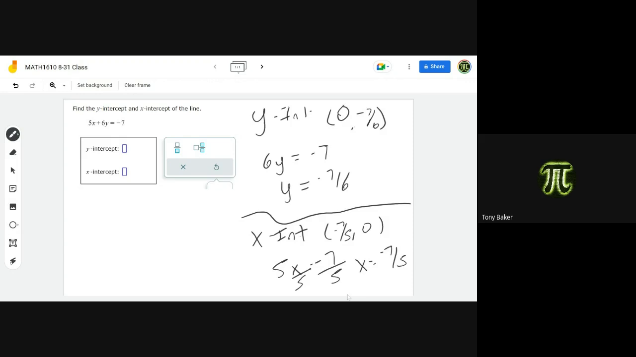So a domain restriction for that would be, it's actually for any even root. So even roots have to be greater than or equal to 0.